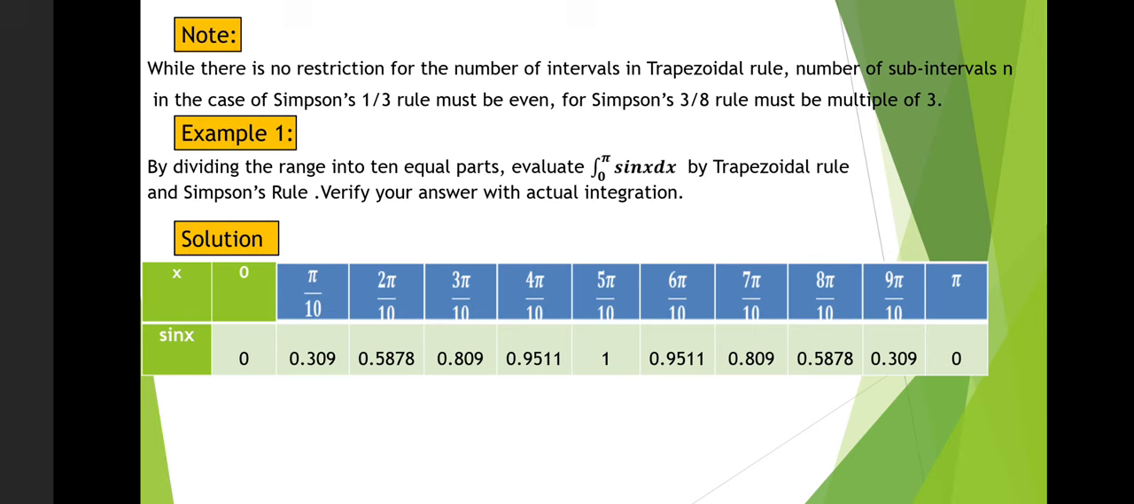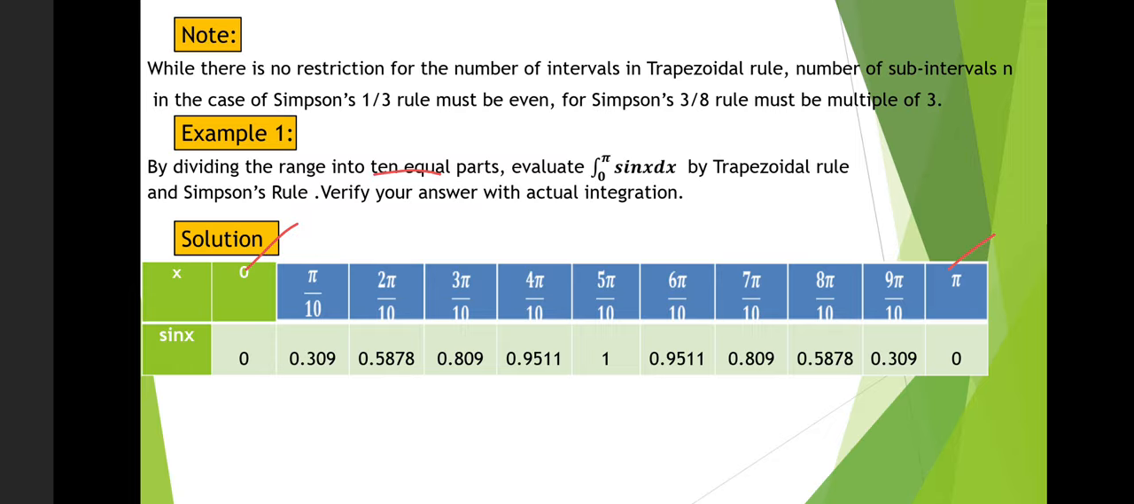So now let us solve example 1. We have to find the value of the integral from 0 to pi of sin x dx, and the interval is divided into 10 equal parts. Since 10 is an even number, we can use both the trapezoidal rule and Simpson's one-third rule.